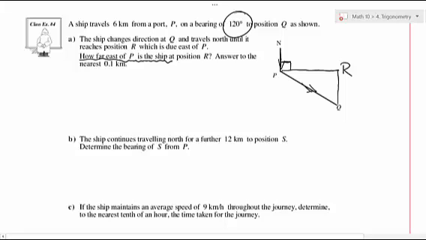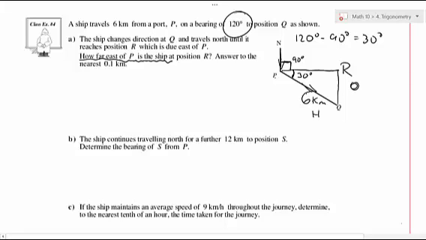We know that this is a 90 degree angle. So if this is 90 degrees, then this would be 120 degrees. Take away 90 degrees. So that's going to be 30 degrees right here. So we have some degrees. We also know that we have this right here, which is the 6 kilometers from P port. So if the ship goes 6 kilometers, now we have a side, we have an angle, we should be able to figure out everything.